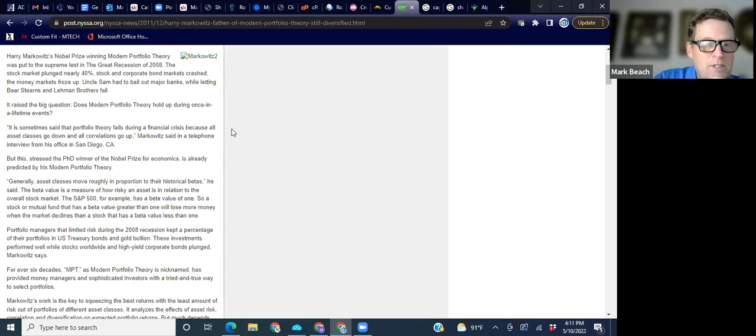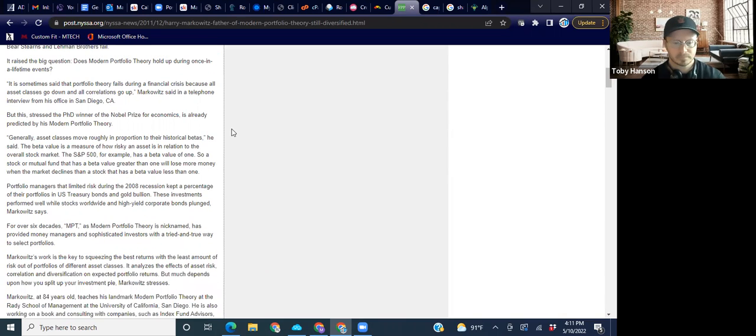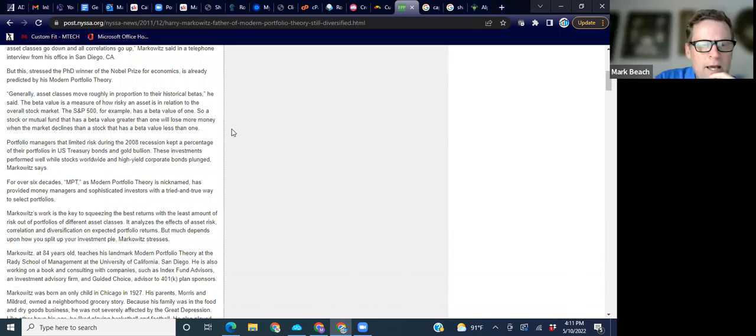He says, it's sometimes said that the portfolio theory fails during a financial crisis because all asset classes go down and all correlations go up. Well, that's not a failure. That's basically the stress test. But anyway, he said, generally asset classes move roughly in proportion to the historical betas. He said the beta value is a measure of how risky an asset is in relation to the overall stock market. We're gonna get into that a little bit more.